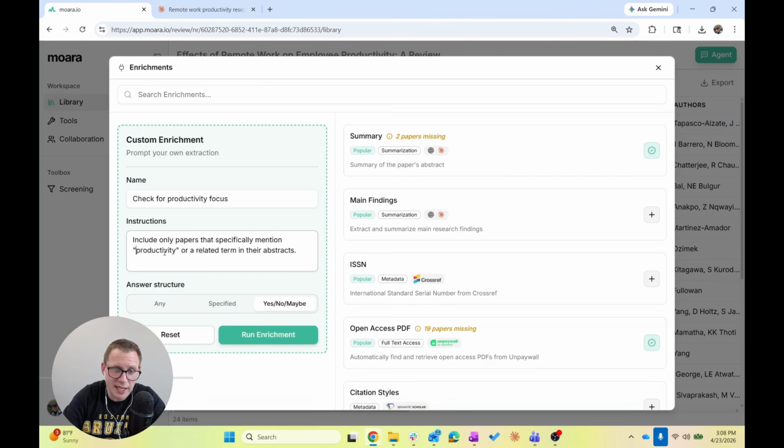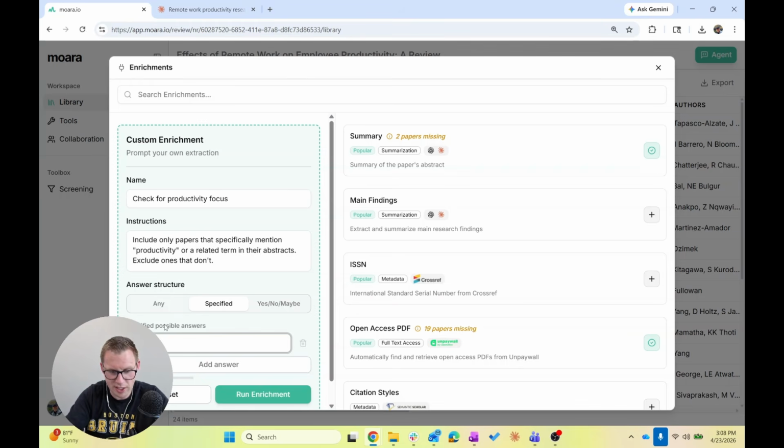If you want to be really explicit, I could say studies that focus on productivity, but then there's a lot of judgment the LLMs are doing. If I want to be really specific, I'm going to say, is it in the abstract? And if it's not, it's probably not a main focus of the study. So it's a pretty good indicator. Include only papers that specifically mention productivity related terms in their abstracts. Exclude ones that don't. Pretty straightforward.